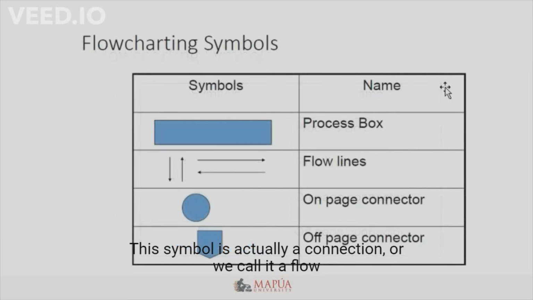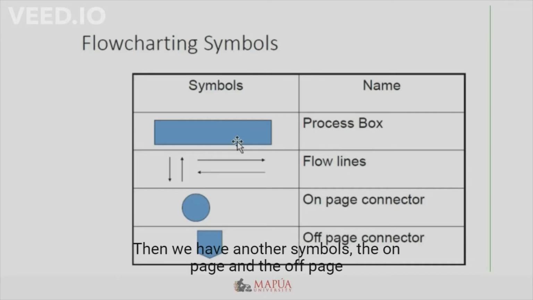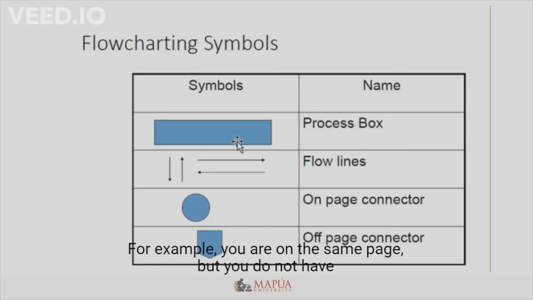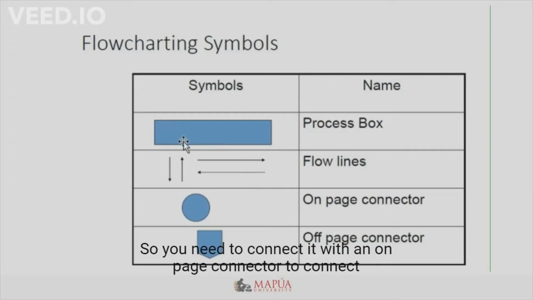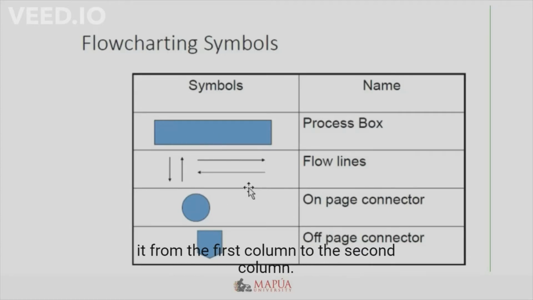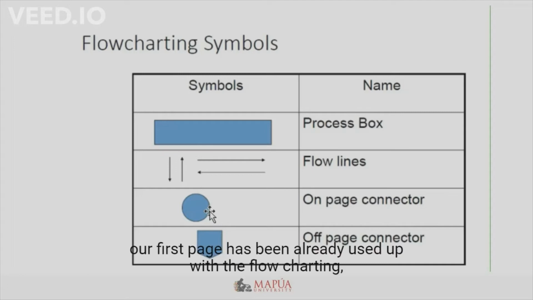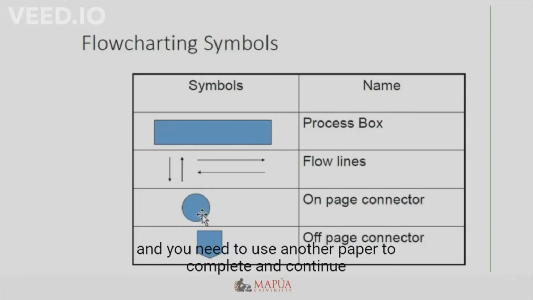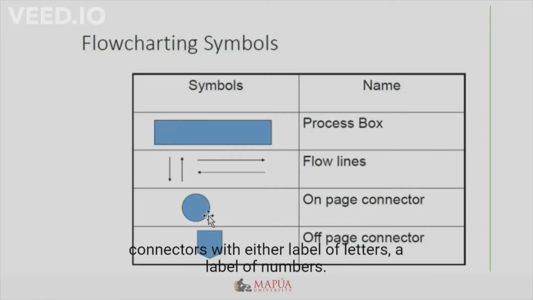This symbol is a connection, or we call it flow lines, used to connect each symbol within the flowchart. Then we have the on-page and off-page connectors. The on-page connector is used if, for example, you are on the same page but do not have much space left in the first column and you need to use the second column. You connect the first column to the second column with an on-page connector. The off-page connector is used if your first page has already been used up with the flowchart and you need another paper to continue. You need to use the off-page connector and denote those page connectors with either letters or numbers.